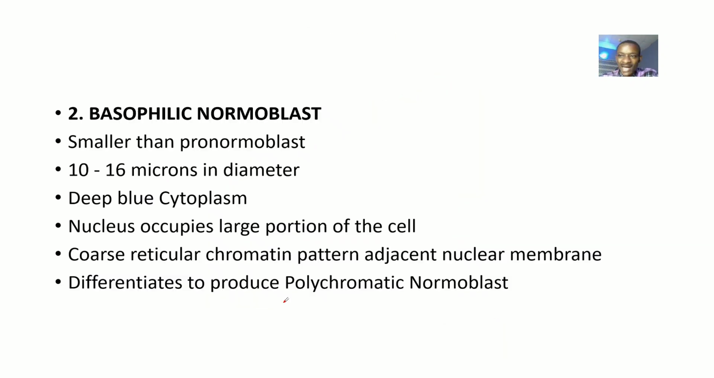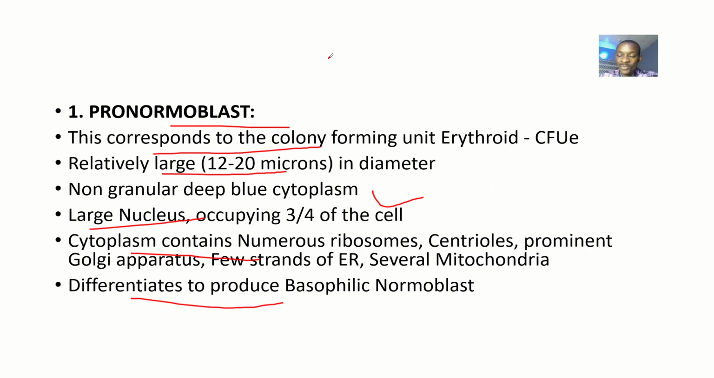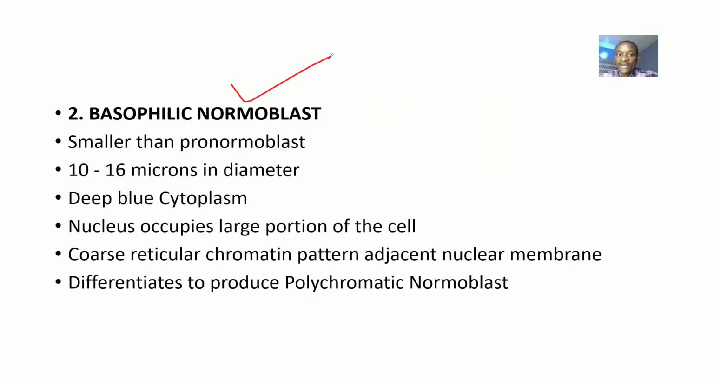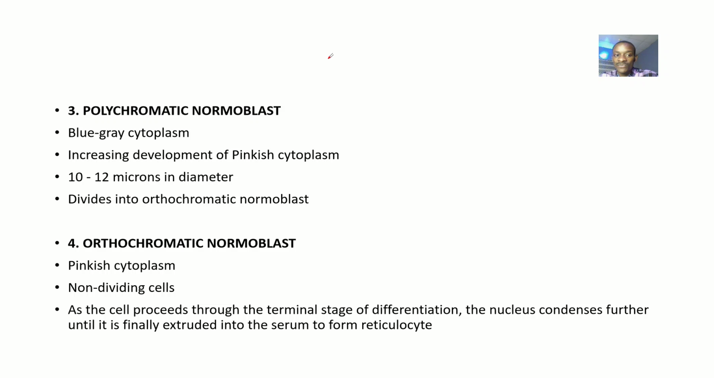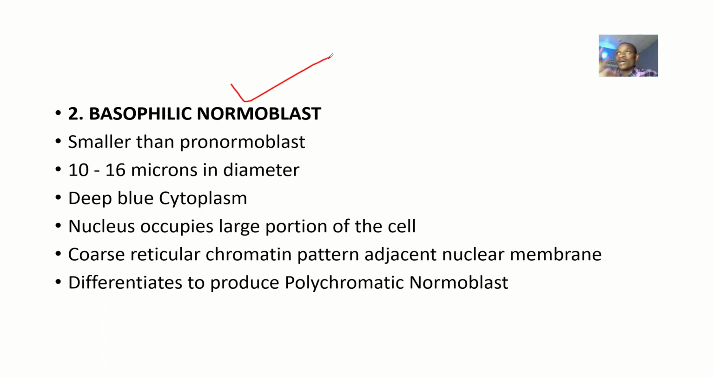Now let me give you guys a hack. Anytime we're talking about the next stage, you can say that the basophilic normoblasts are formed from the pronormoblast. Basophilic normoblasts give rise to polychromatic normoblasts. That's 2 points for free just by knowing the PB poem. Once you know the PB poem, you know which one is before which and which one is after.